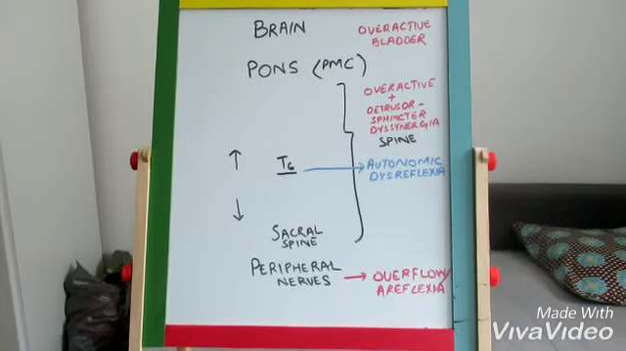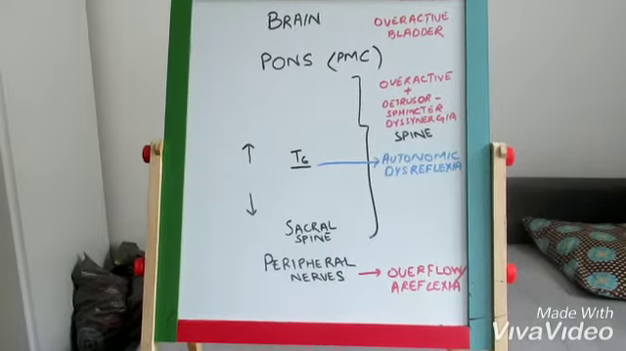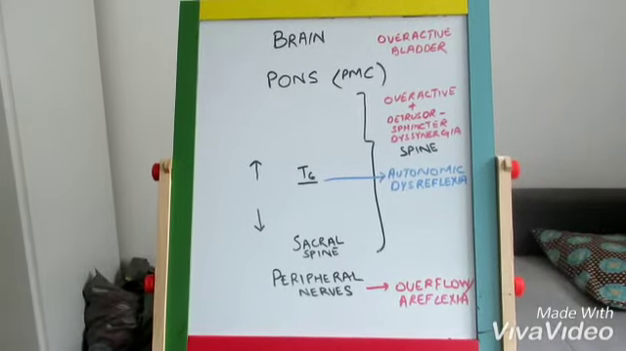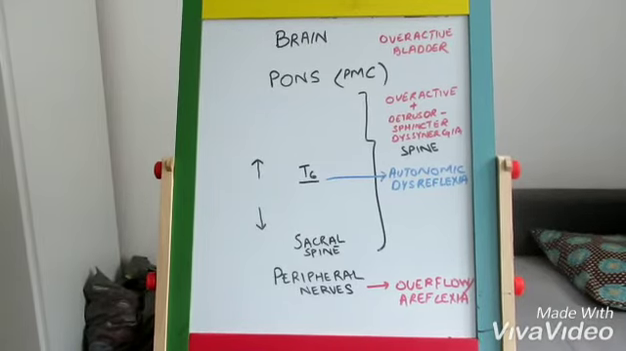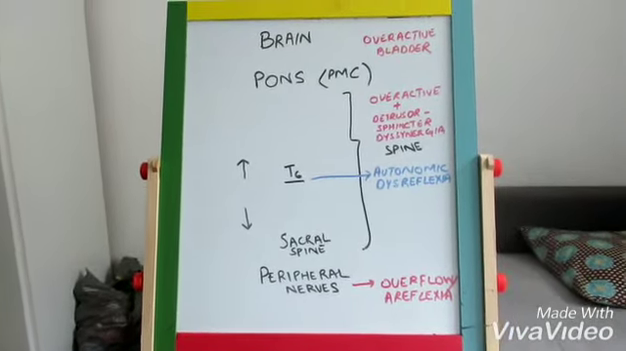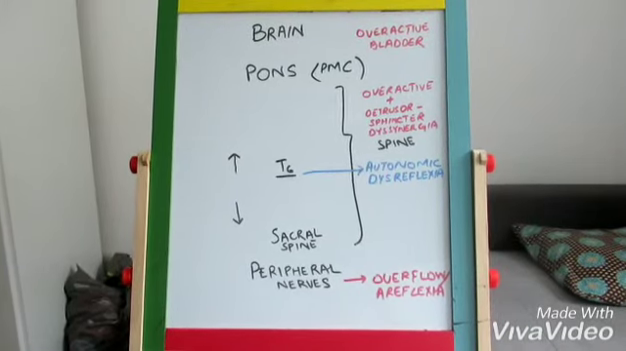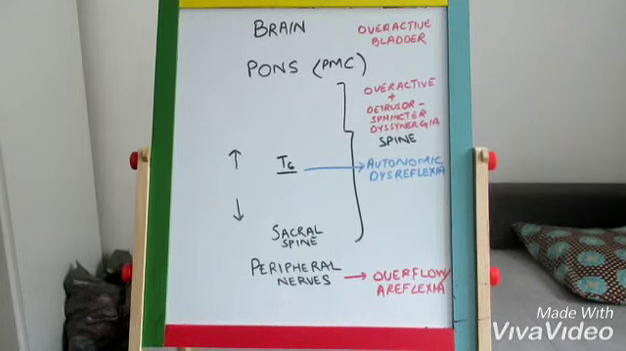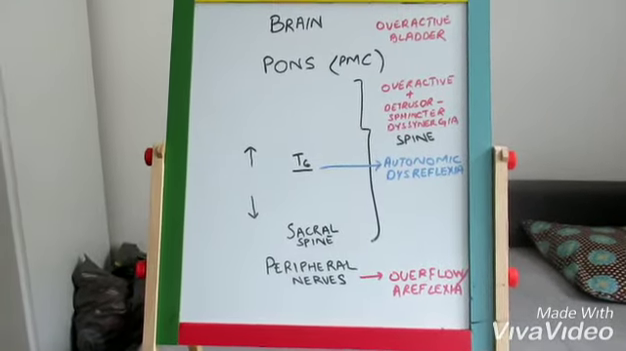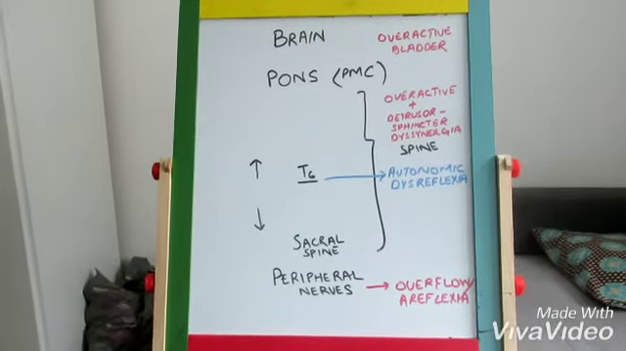If the lesion is between the brain and the pons, there is overactive bladder, because I informed you that the brain controls the pontine micturition center. When there is a problem with the brain, for example there is stroke, or Parkinson's disease, Alzheimer's disease, or any brain tumor, then this inhibition is vanished, and what happens is that the bladder is overactive.